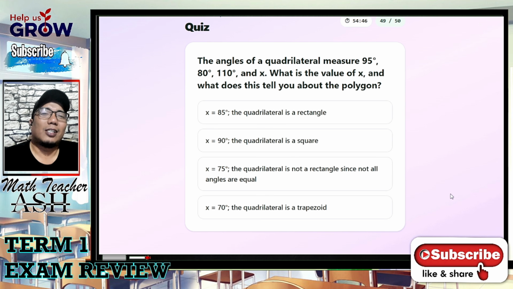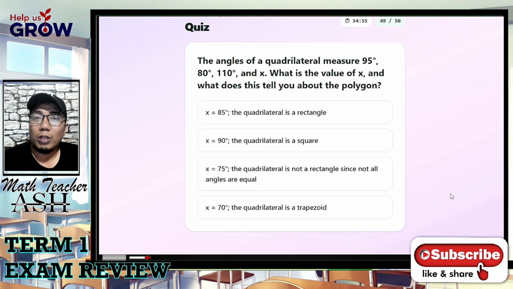The angles of a quadrilateral measure 95 degrees, 80 degrees, 110 degrees, and x. What is the value of x, and what does this tell you about the polygon? Is it x is equal to 85 degrees, the quadrilateral is a rectangle? Is it x is equal to 90 degrees, the quadrilateral is a square? Third one, x is equal to 75 degrees, the quadrilateral is not a rectangle since not all the angles are equal. Or lastly, x is equal to 70 degrees, the quadrilateral is a trapezoid. What do you think is the answer, my dear math learners?